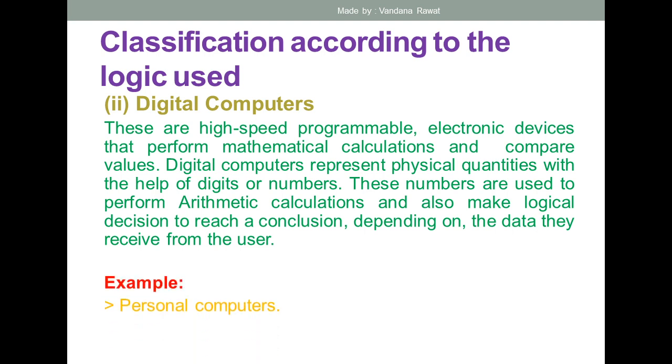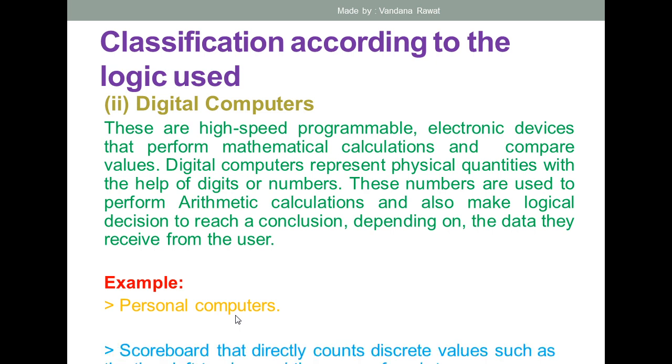Now let us take one example of this computer, that is the personal computer. With the help of personal computers, if any user wants to play games, he can do so. If any user wants to watch a movie, he can do so. All these types of computers come under the personal computer. All the personal computers which we are using come under the category of digital computer.